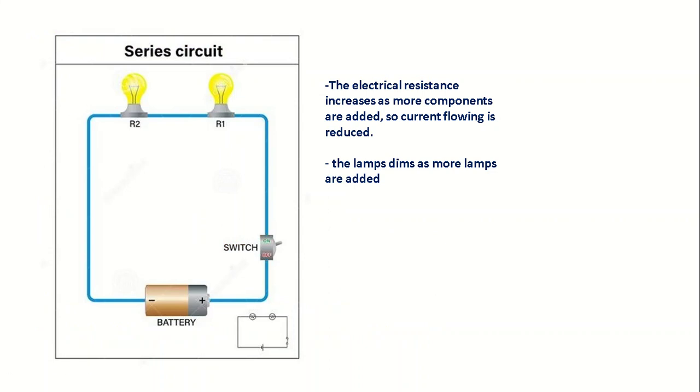Electric resistance increases as more components are added. So this makes the lamp or the lamps become dim. Like in this case, if I add one more lamp here, the overall or total resistance in the circuit becomes bigger. That will make the lamps dim.